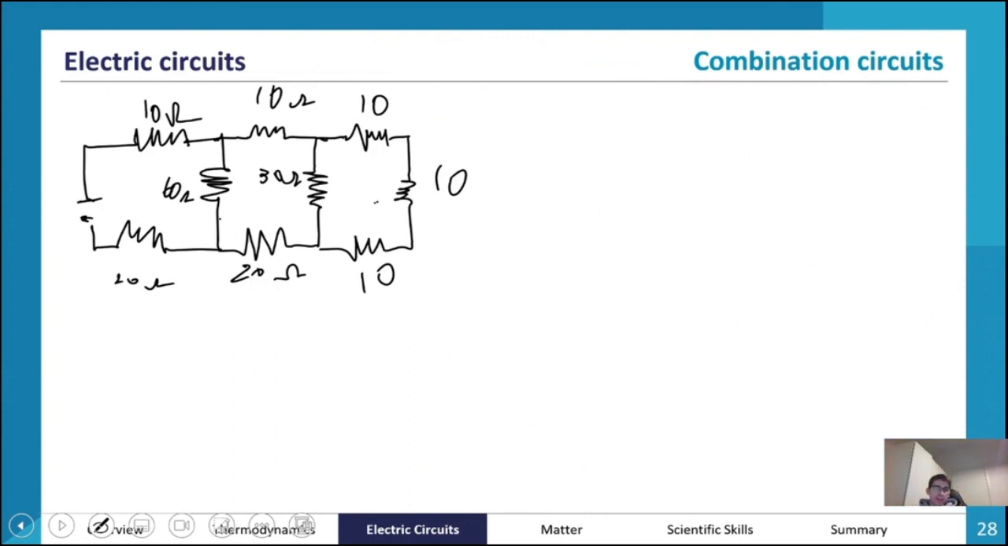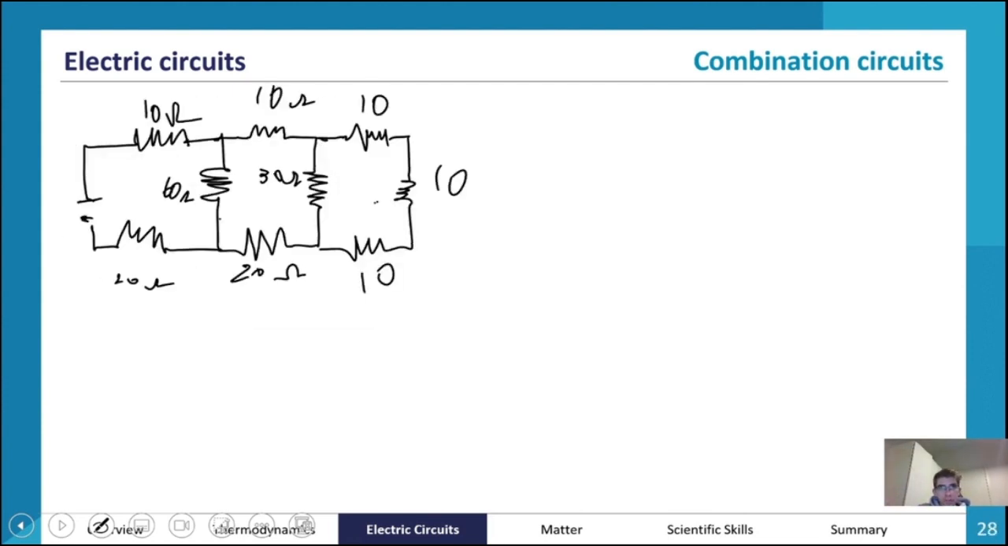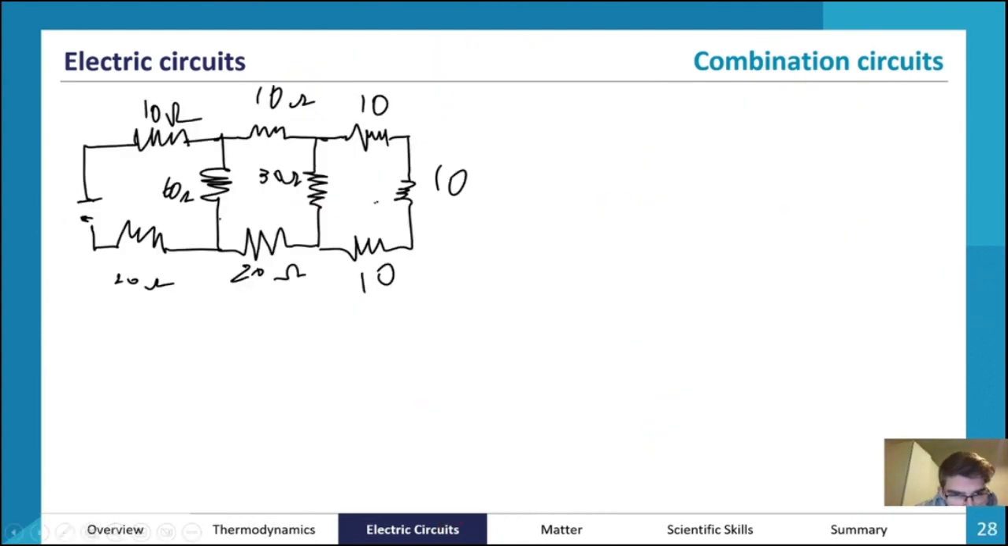How about this example? This example is a little bit more complicated, and it's going to take a little bit more time for us to cover. And this one is more complicated, and this one is even more complicated. So let's start. How do we resolve this one? Let's start from the very beginning.